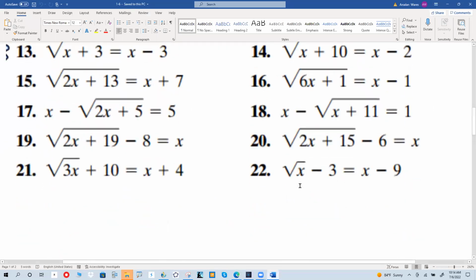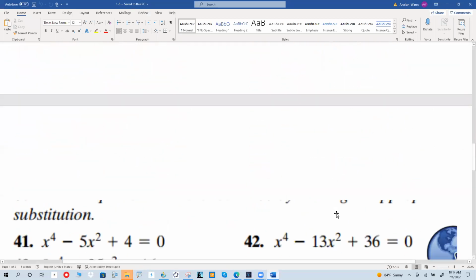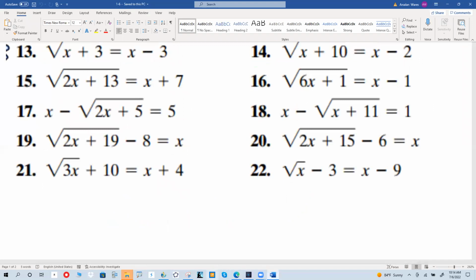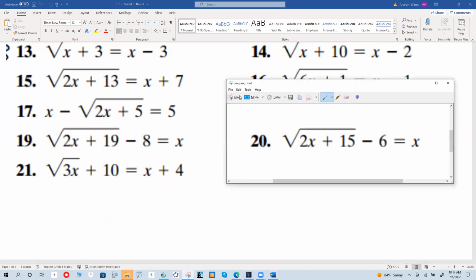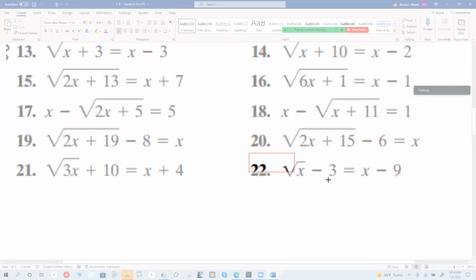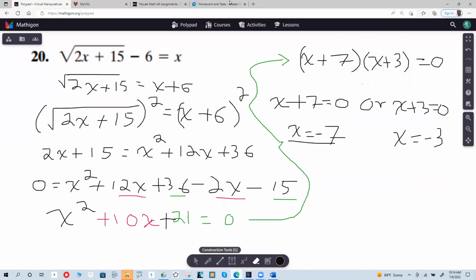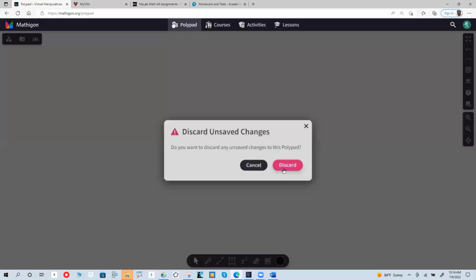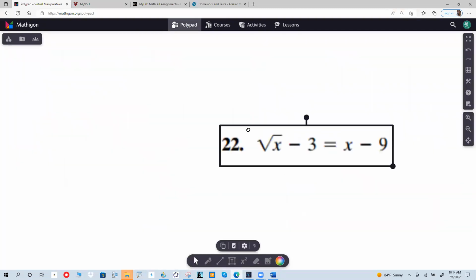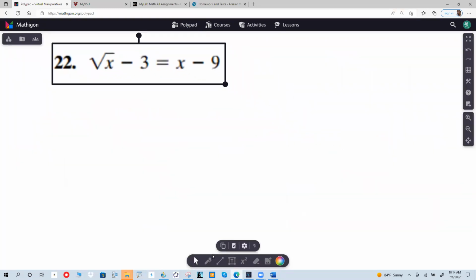Let's try this one. Okay, 22. And then we're going to do the last chunk. Okay, let's try 22. Okay, remember the rule? When you want to square it, before you square it, you have to isolate the radical x. Everything else goes on one side, and it's not that bad.